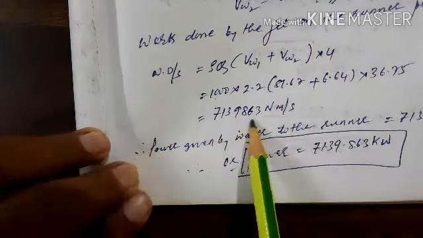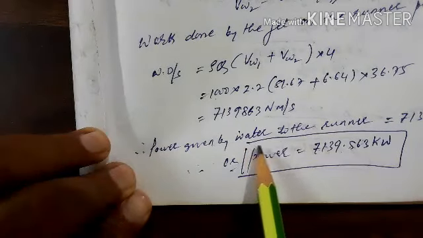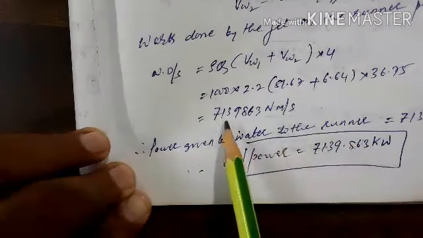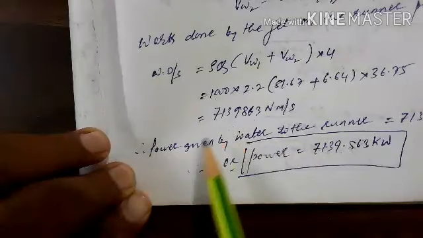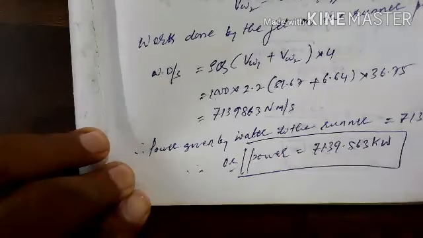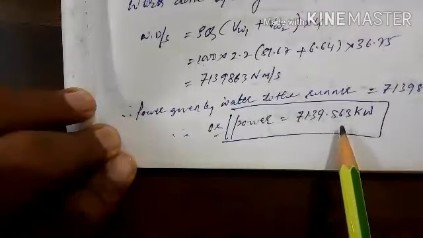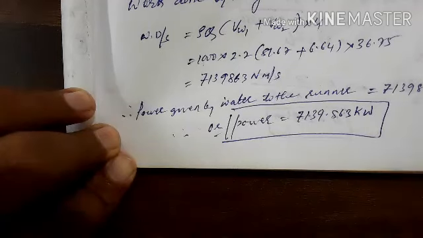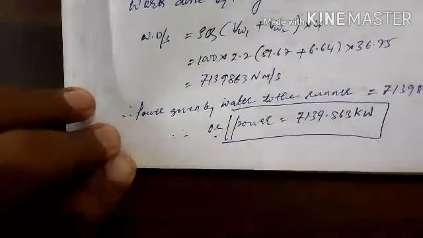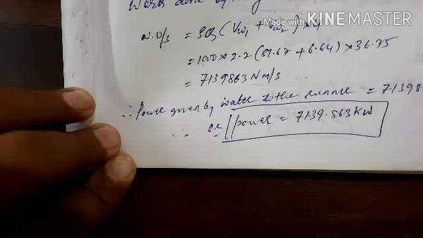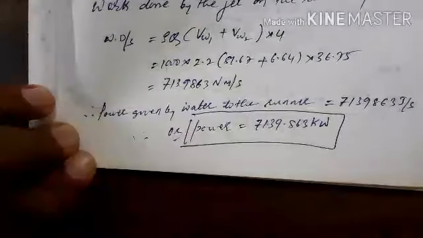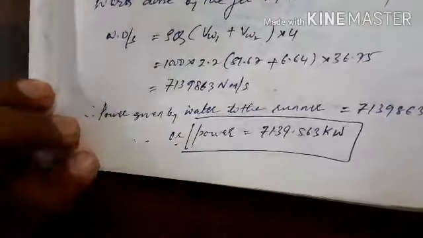Then the velocity of the bucket, then finally we get this much. Then the power given by water to the runner, so just divide it by 1000, we get 7139.863 kilowatt. Okay, that is Newton meter will be the joule. Joule per second is watt, that is kilowatt.